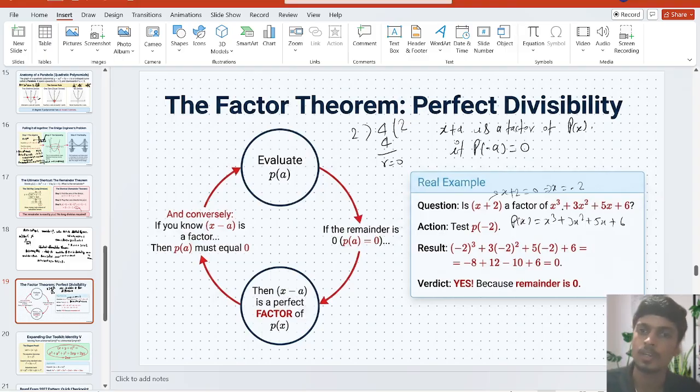So putting this, minus 2 cube plus 3 into minus 2 square plus 5 into minus 2 plus 6. Now minus 8 plus, 4 into 3, 12, plus 5 into minus 2, minus 10, plus 6. This is 12 plus 6, 18, minus 8 minus 10, minus 18. This is equal to 0. Because the remainder is 0, x plus 2 is a factor of x cube plus 3x square plus 5x plus 6. I hope you understand it.